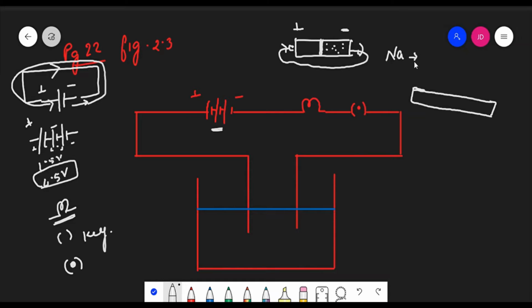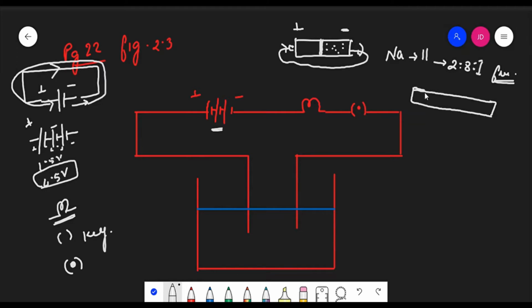sodium, whose atomic number is 11. Its electronic configuration is 2, 8, 1. That last electron, the one in the outermost shell, is free to move around from here to there, so we call it a free electron. Whenever free electrons are present, only then will the substance allow current to pass.